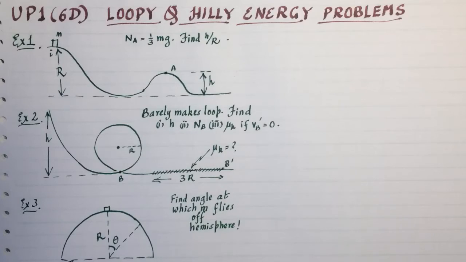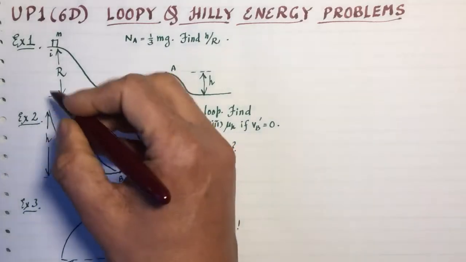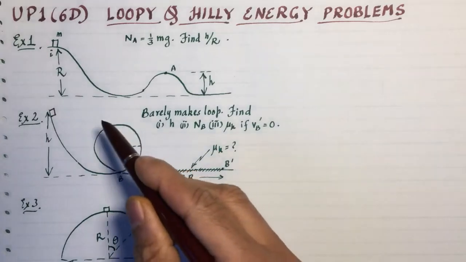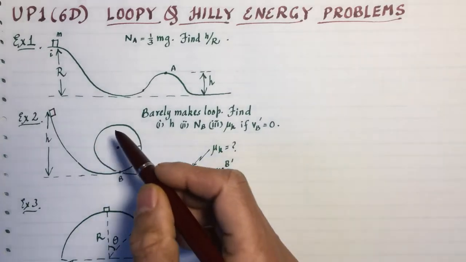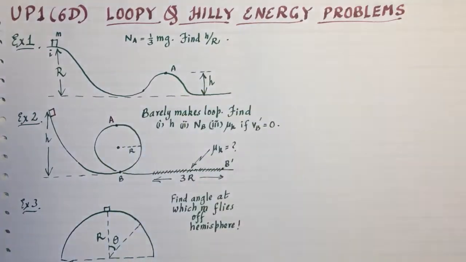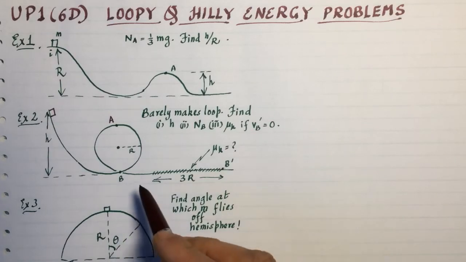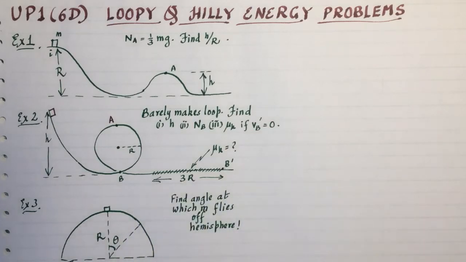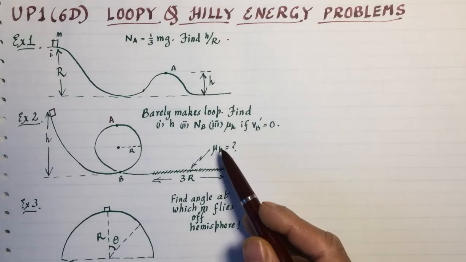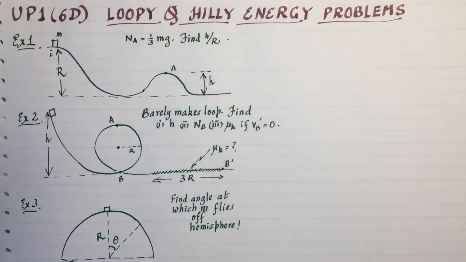In the second problem, a particle is released from some height h, again from rest, and then it acquires enough speed to barely make the loop. Barely makes the loop means it loses contact at the top point, which we'll call A. You're asked to find the height, the normal force at the bottom point B, and then when the particle encounters a frictional patch of length 3r, it comes to a stop at point B prime. You're also asked to find the coefficient of friction mu sub k.